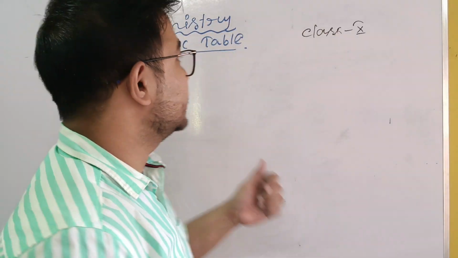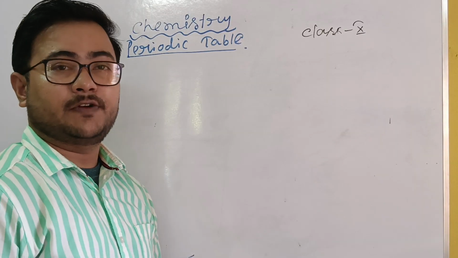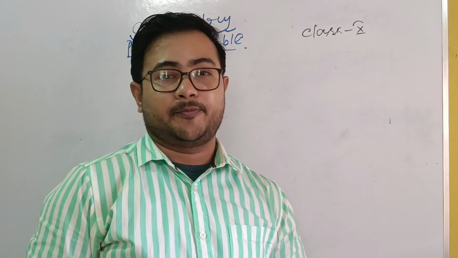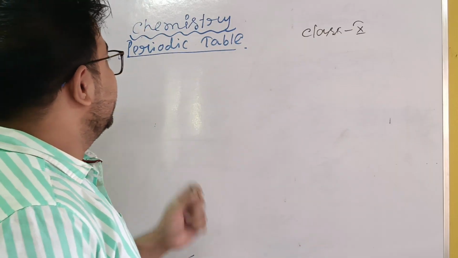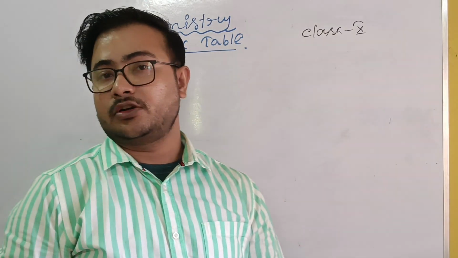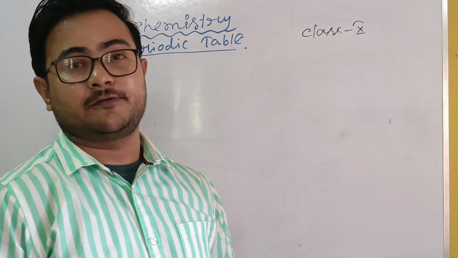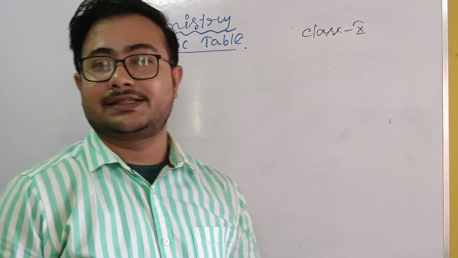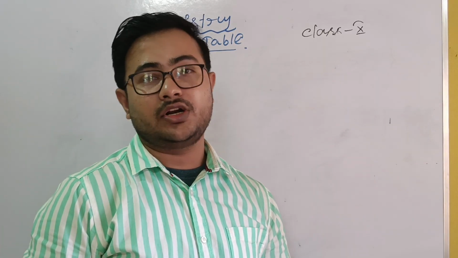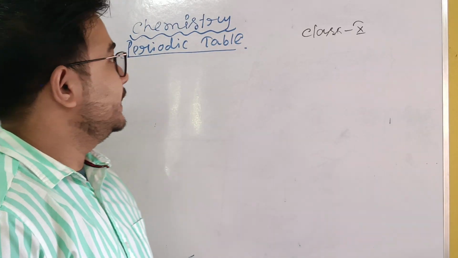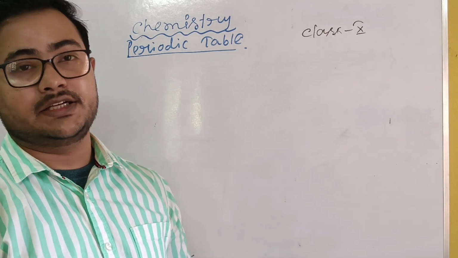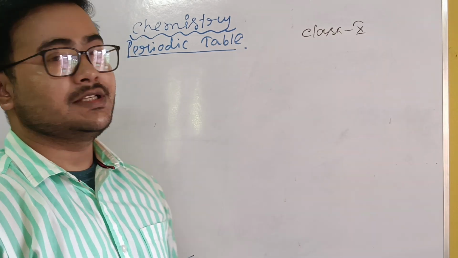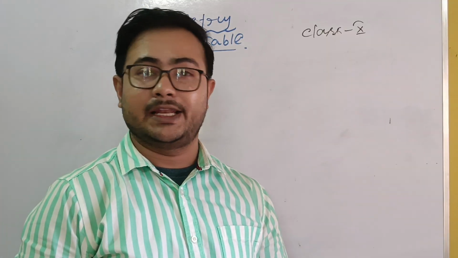Today, I am going to discuss the first chapter of class 10 chemistry, periodic table and periodic properties. Today, I am going to discuss the two major properties of this chapter. First is atomic radius or ionic radius, and second is ionization energy or ionization potential. Later, I will discuss what is ionization energy and what is ionization potential. But first, we will try to discuss about radius of the elements.